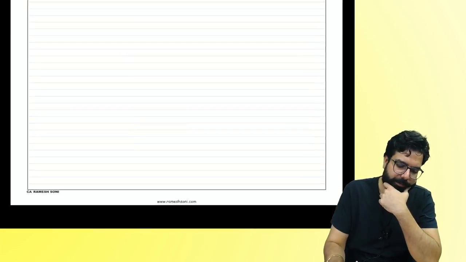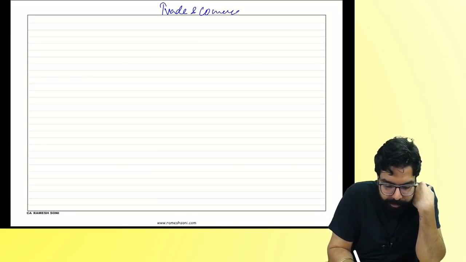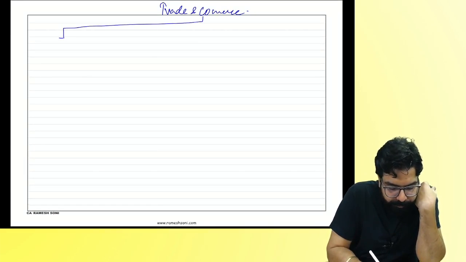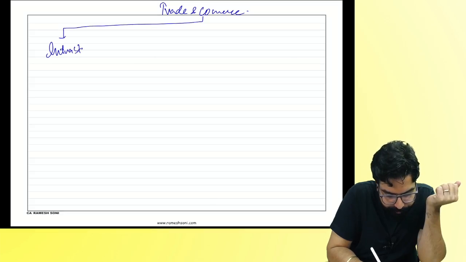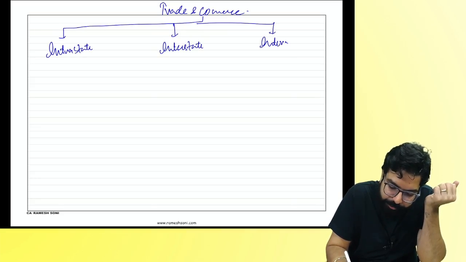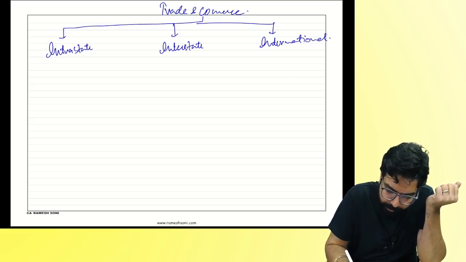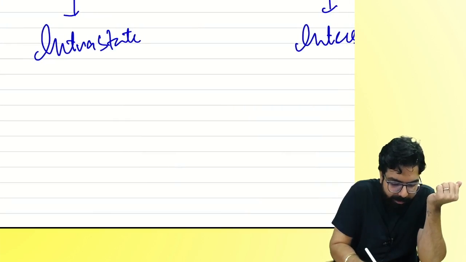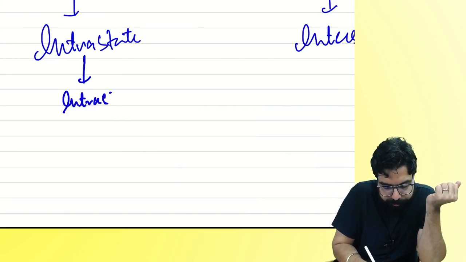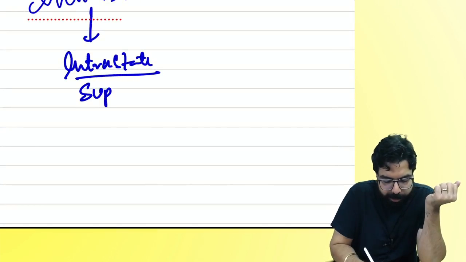I'll ask you one thing. Trade and commerce in the country can be of three types. One can be intrastate, one can be interstate, and one can be international also. Yes or no? Intrastate in GST is called intrastate only. Intrastate supply we call it.